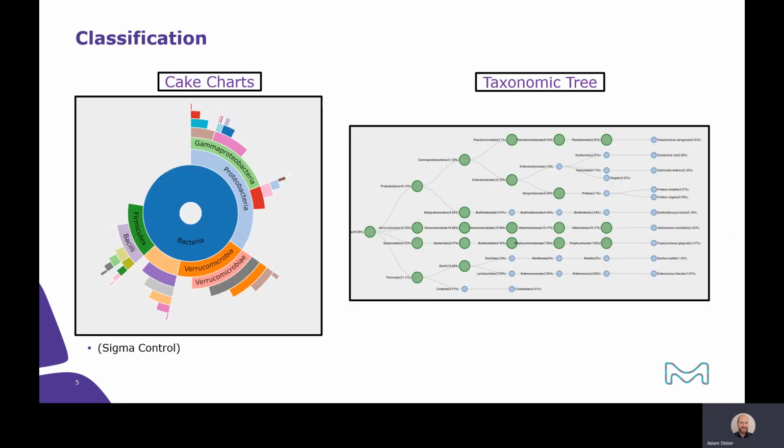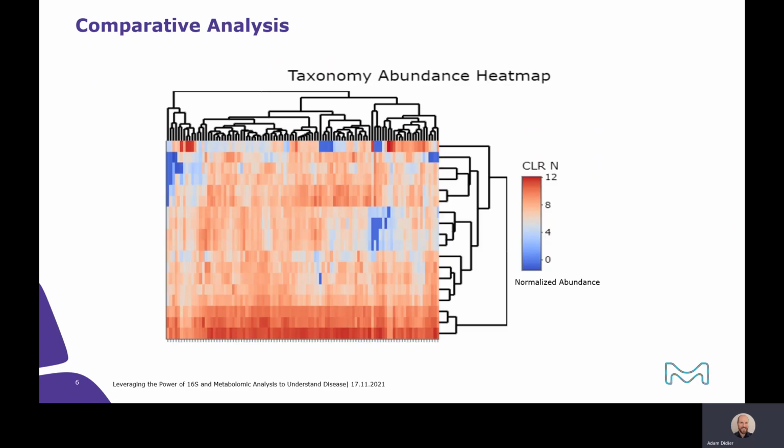We also generate individual sample classifications. We can visualize the classifications by cake chart and taxonomic trees, as well as in tables that can be downloaded. Each of the components of these charts can be moused over to see a readout of the classification. We also visualize the taxonomic data in abundance heat maps.